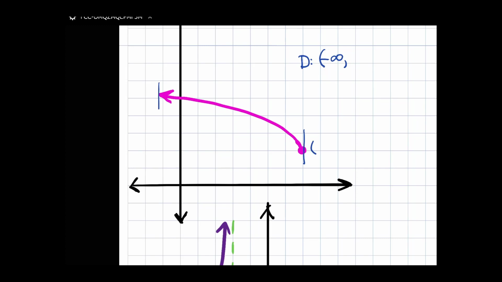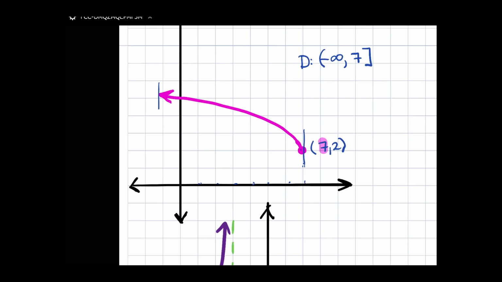The x value here, I believe the point is (7, 2). Yeah, so the x coordinate in this case is 7. It does include it, so we will use a bracket. So negative infinity to 7.